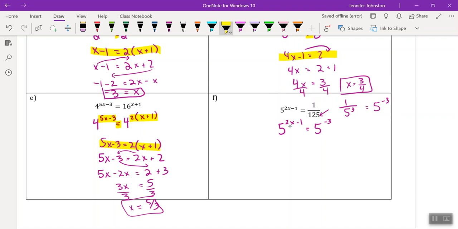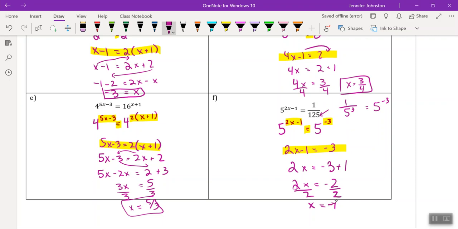Okay, now the bases are the same. We can write this in one line. 2x minus 1 is equal to negative 3. So 2x is equal to negative 3 plus 1. 2x is equal to negative 2, divided by 2, sorry, is equal to negative 1. And we kind of check that right here. 2 times negative 1 is negative 2. Minus 1 is negative 3. That's 5 to the negative 3.